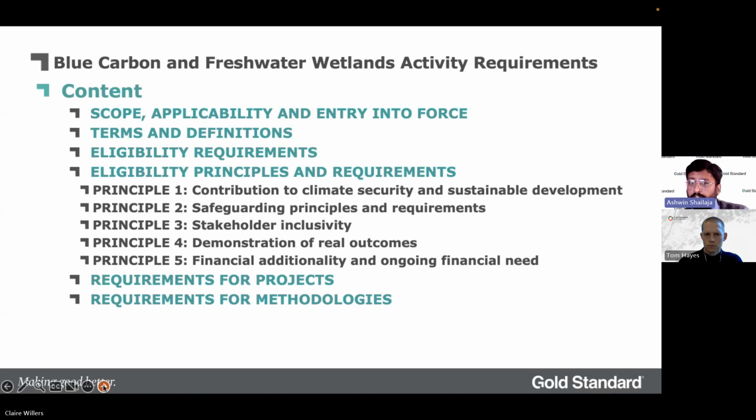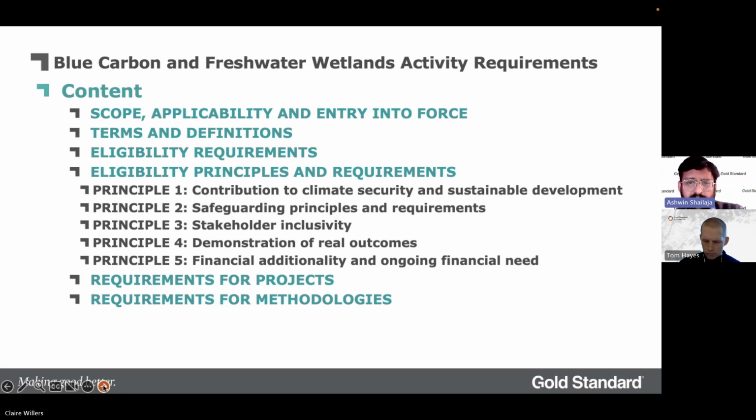So contribution to climate security and sustainable development is one of the key principles which has been highlighted here. Preserving and increasing the adaptive capacity of the ecosystem is one of the key aspects which has been considered here for all activities. So any activity which will apply these activity requirements and methodologies developed under this will have to also consider adaptation activities, adaptation benefits that actually gets as part of the whole design itself.